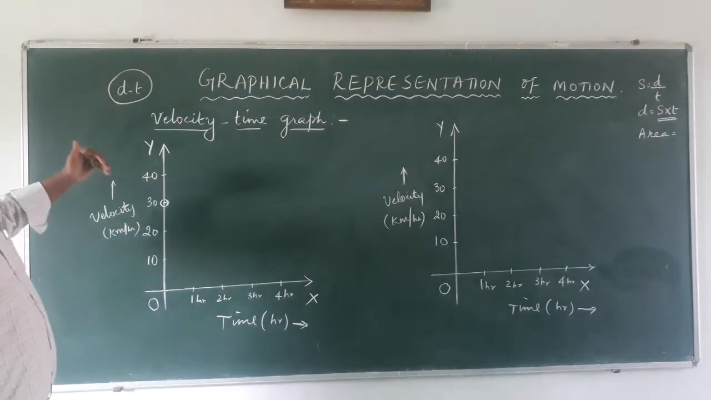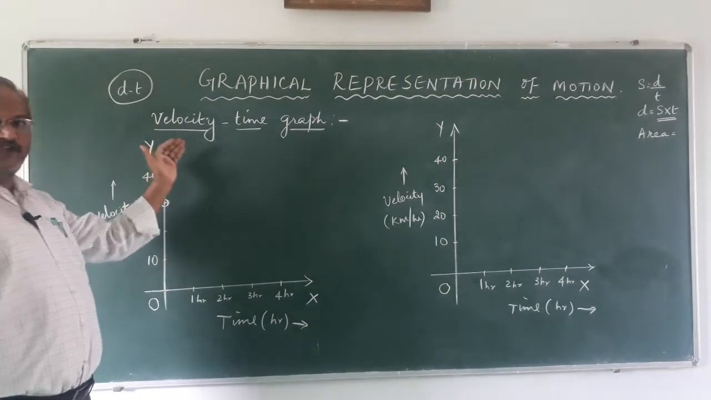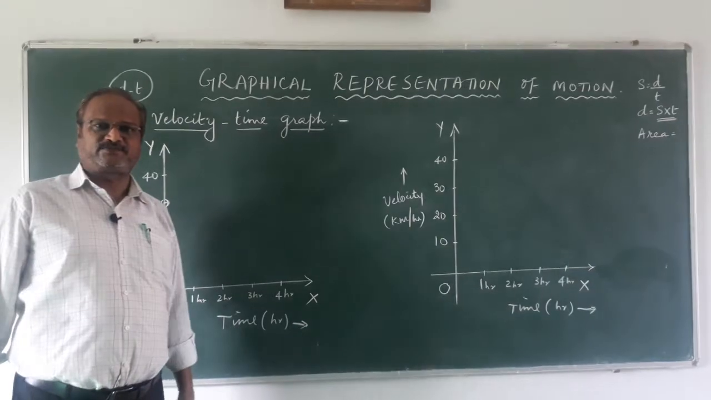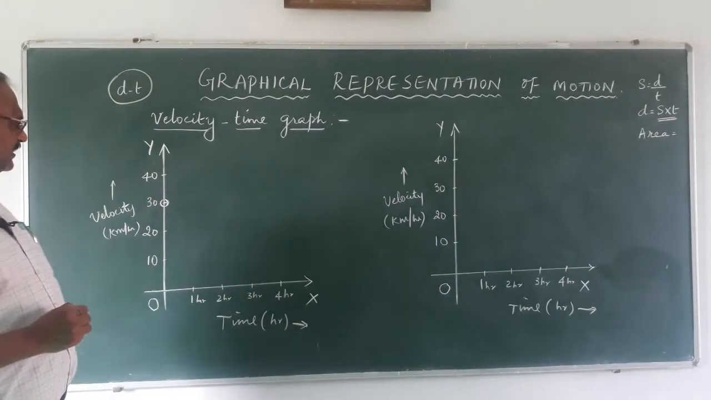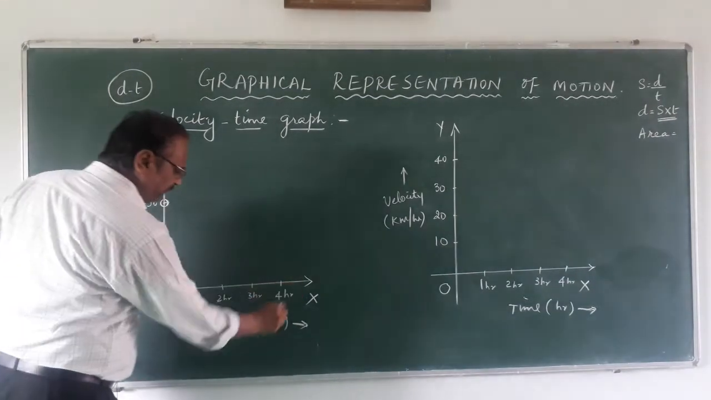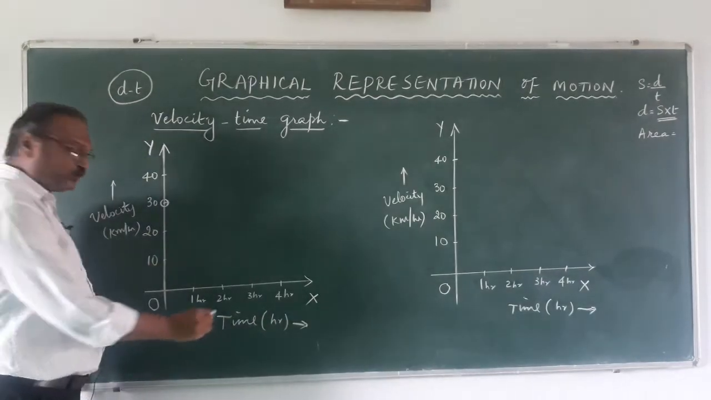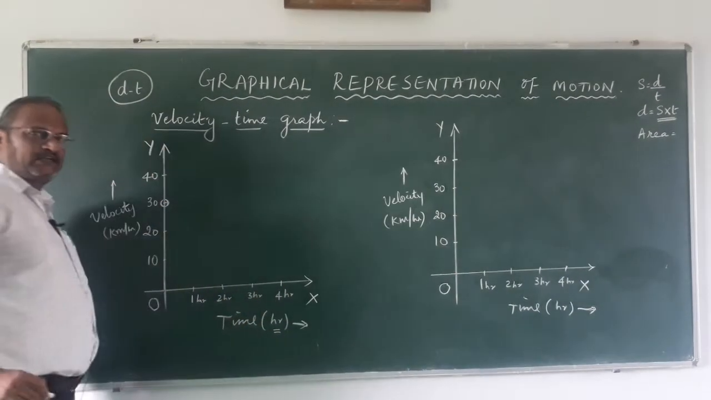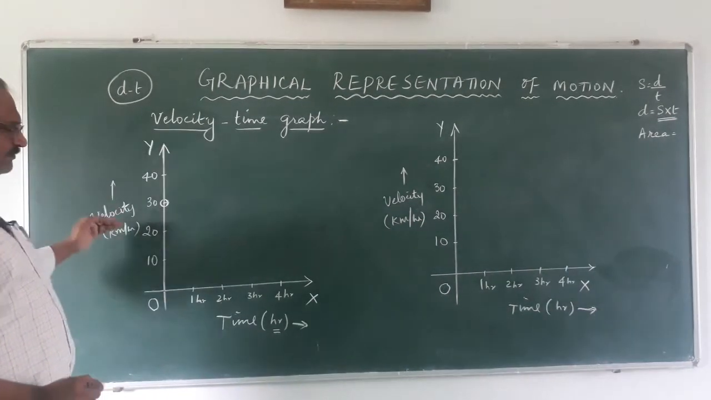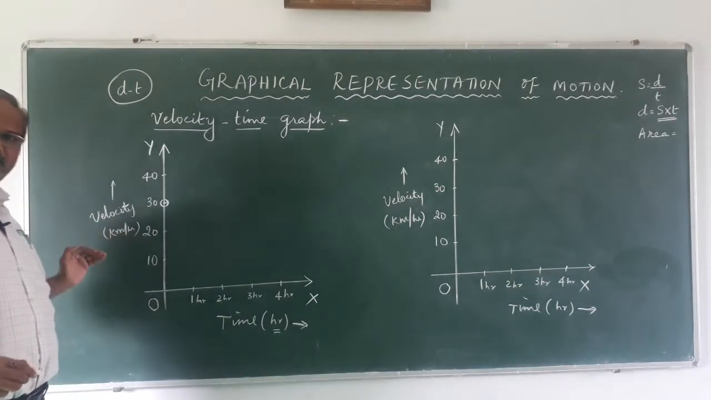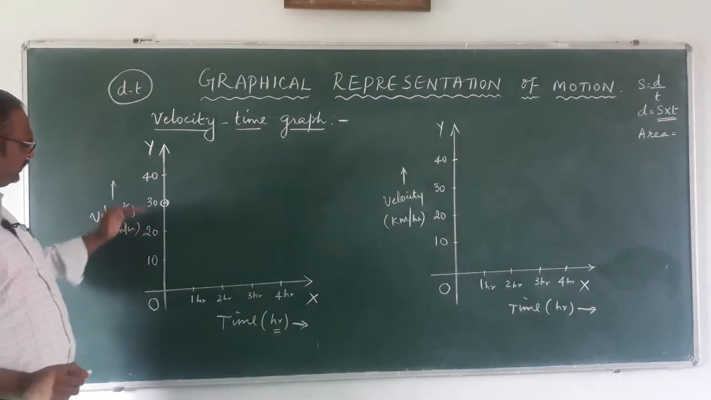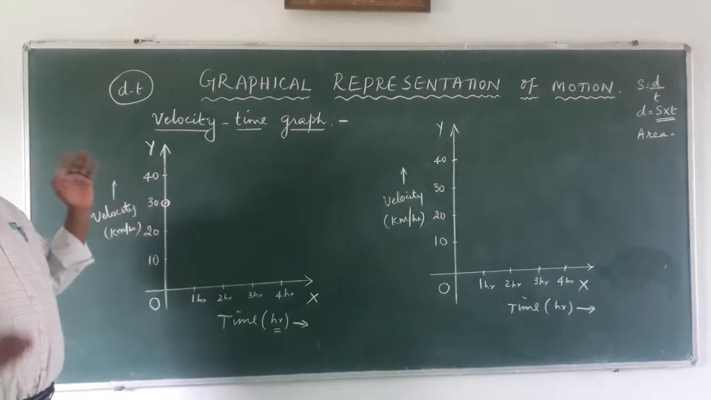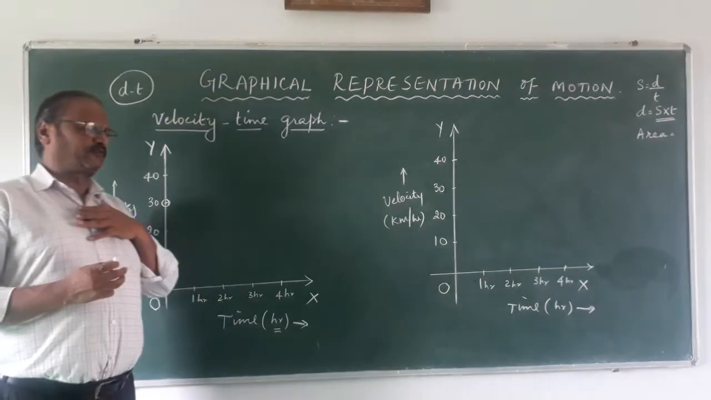In today's video, we will learn about the velocity time graph. In the velocity time graph, on the x-axis I have taken time, and the unit of time is hour: 1, 2, 3, 4. And on the y-axis I have taken velocity, which is in kilometer per hour: 10, 20, 30, 40.